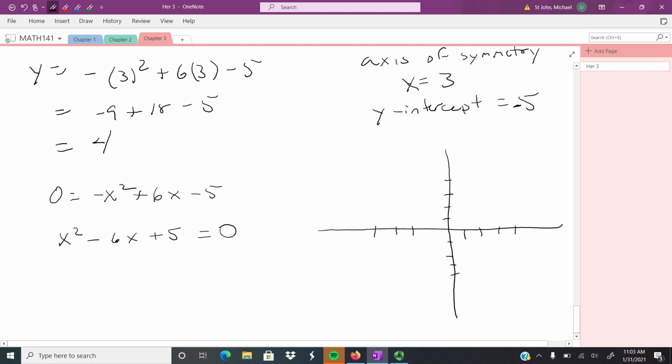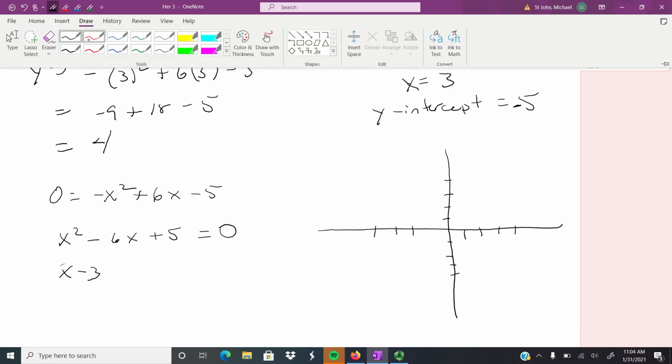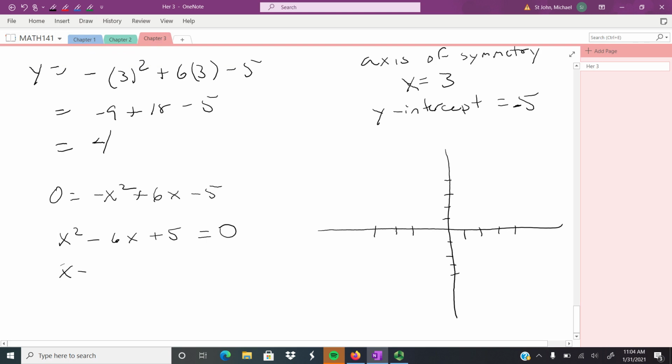And now I'm going to factor this. So this is going to give me x minus 3. Sorry. What am I doing? Oh, sorry. And so that'll give me, lost my eraser again. Here we go. All right. So x minus 5, x minus 1.